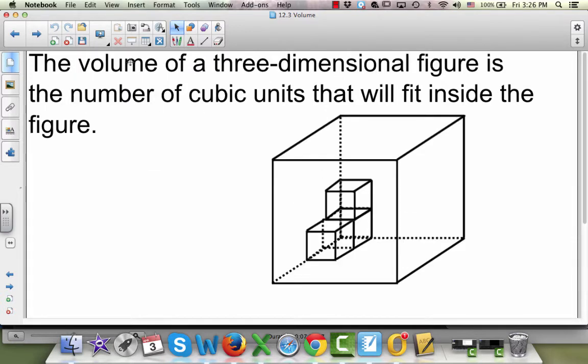When we come to volume, the volume of a three-dimensional figure is the number of cubic units that will fit inside the figure. A cubic unit, when you think of it, is like a box, okay? A three-dimensional box. And remember, cubes are a special kind of rectangular prism that have all faces equal. So how many of these would fit into this box right here? That's how you find out the volume.